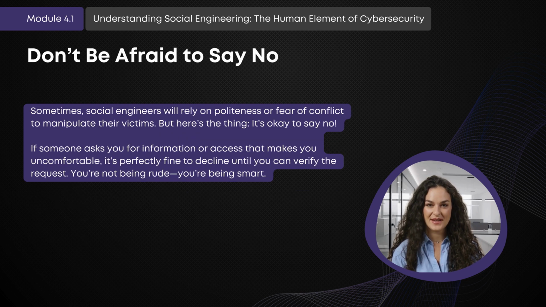3. Don't be afraid to say no. Sometimes, social engineers will rely on politeness or fear of conflict to manipulate their victims. But here's the thing, it's okay to say no. If someone asks you for information or access that makes you uncomfortable, it's perfectly fine to decline until you can verify the request. You're not being rude, you're being smart.